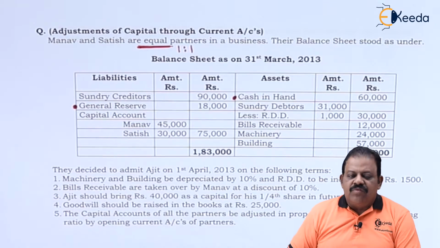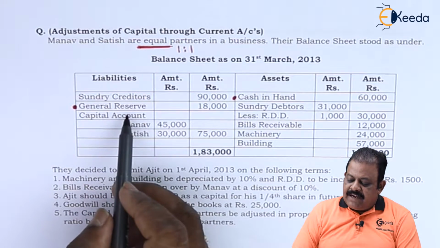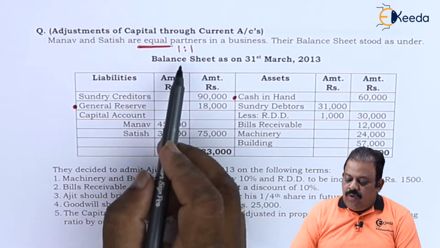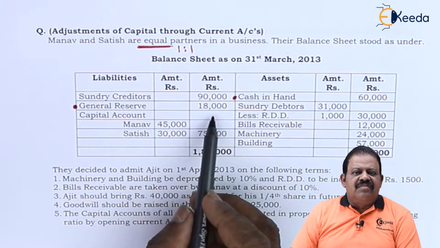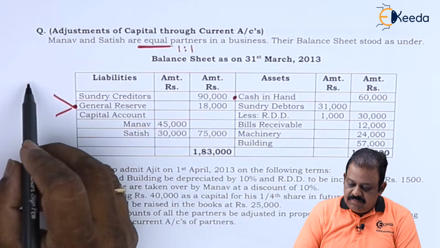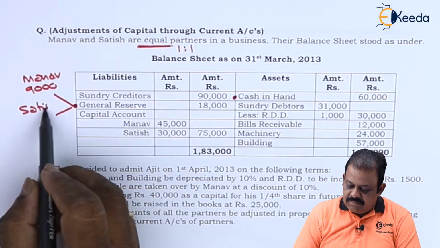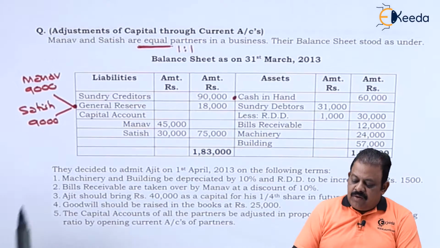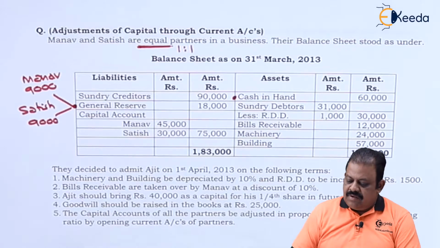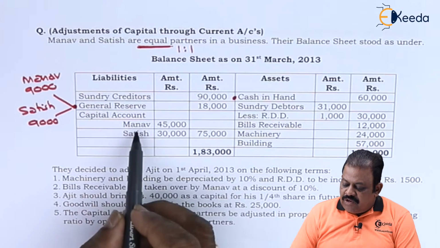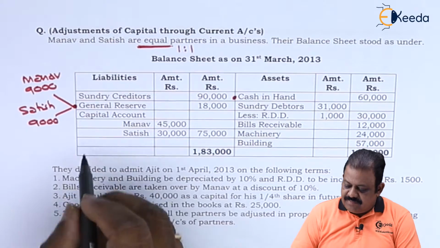We have general reserve. General reserve is accumulated profit. This will be divided between old partners in their old ratio 1:1. Amount of general reserve is 18,000. Here Manav gets 9,000 and Satish gets 9,000. Capital account of Manav, Satish. This will be credited to their capital accounts.